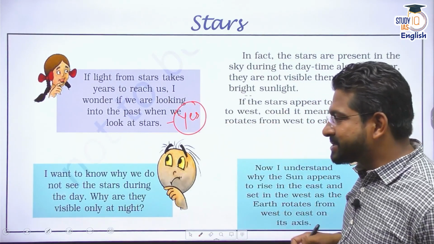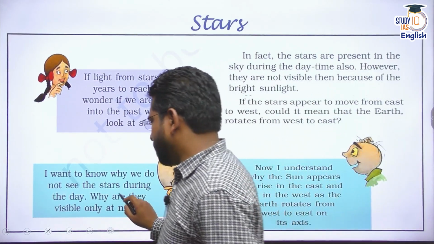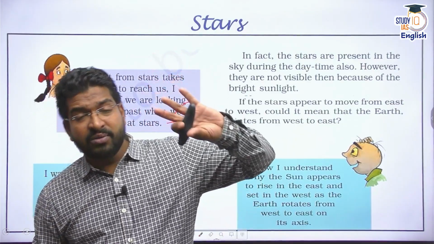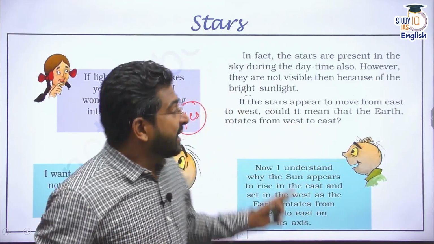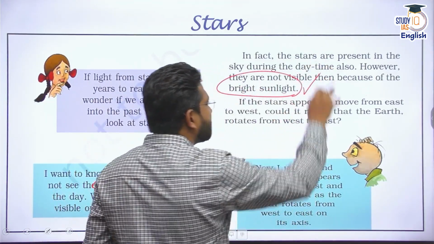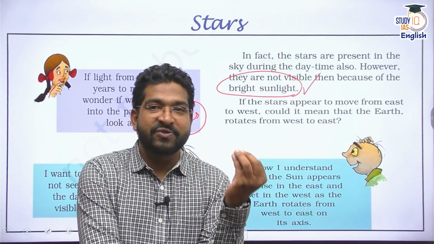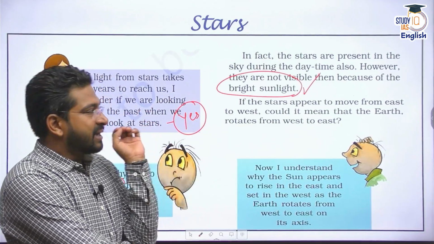And Bujo asks, I want to know, why do we not see stars during the day? The answer is quite understandable, because if you look at the sky, there are stars. They're not going anywhere. Stars can be seen, but during the daytime we have sunlight, and because of this sunlight, I do not get the light from these stars. I cannot observe those stars. So during the daytime also, stars would be there.